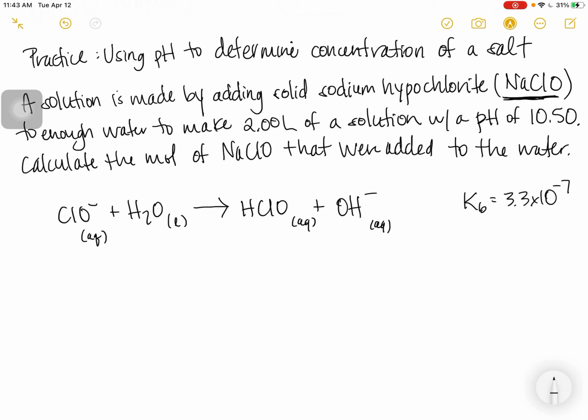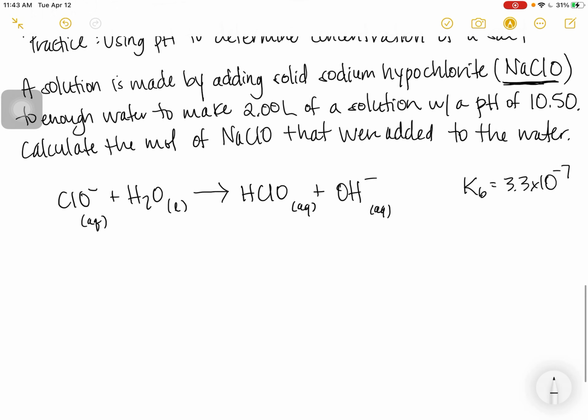So this is a different kind of question, and we have to think about how we're going to solve this. So I have this equation. They gave me the equation. They gave me Kb. I know that this is going to be my base. It's the ion of a weak acid.